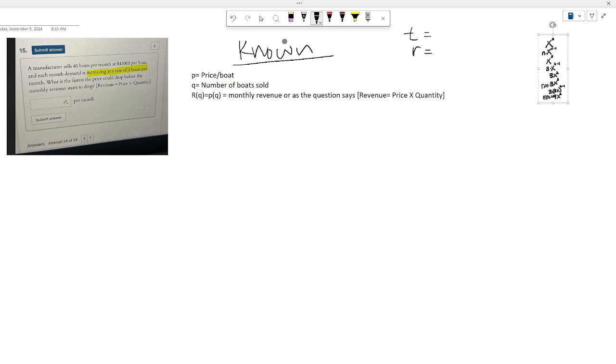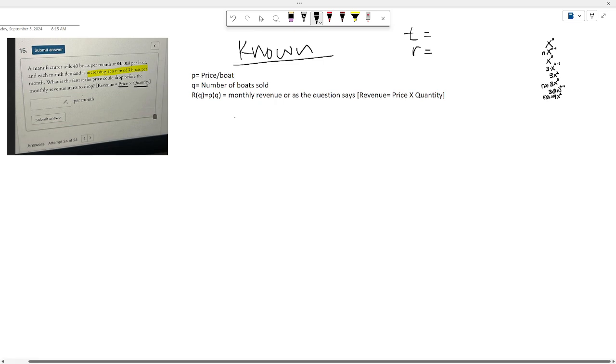Okay, I'm going to make this smaller into the side, like over here. I'll zoom in if we need that. Okay, so step 1 here is I wrote out what we know. Number 1, we know the price of the boat. I denoted that as P. Number 2, we know the number of boats sold. I denoted that as quantity. And it's not as clear as you think it is.